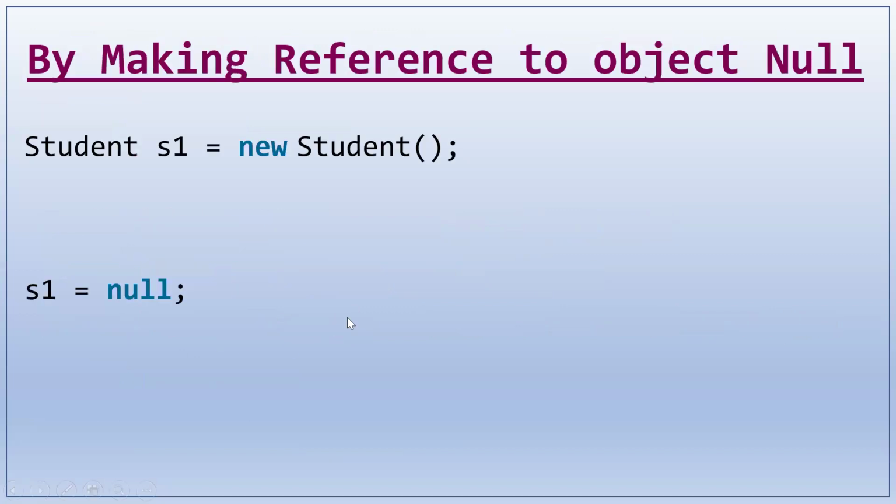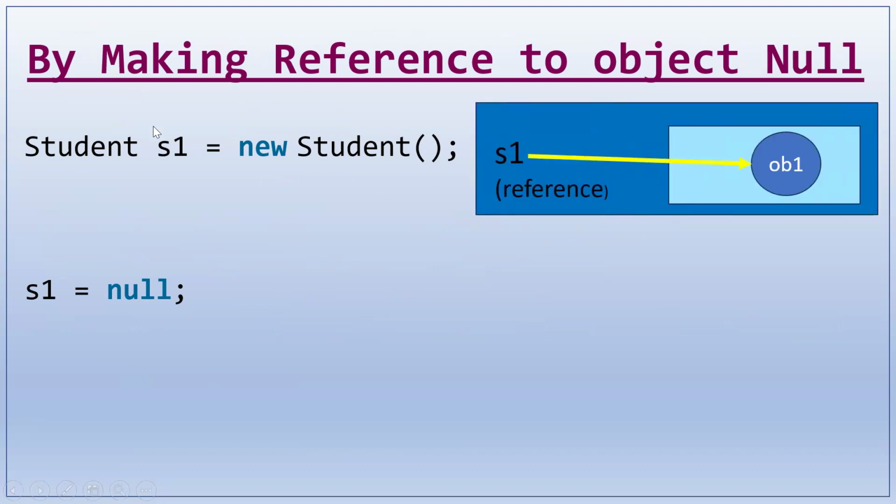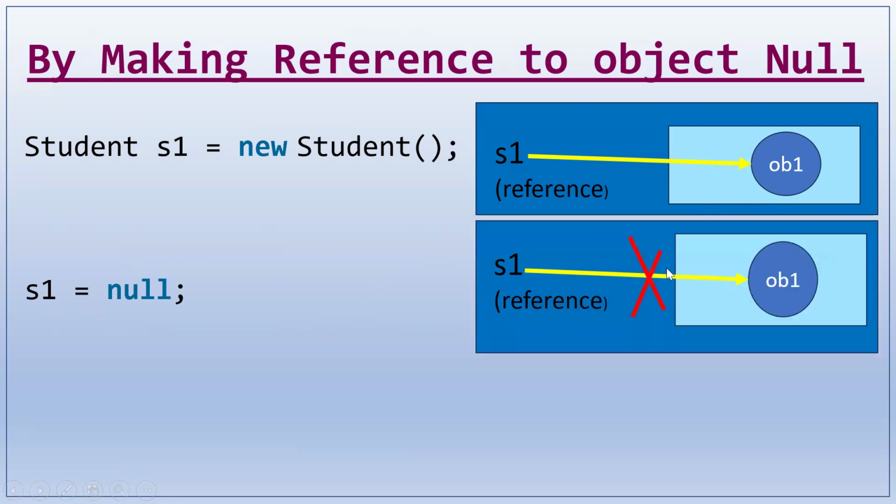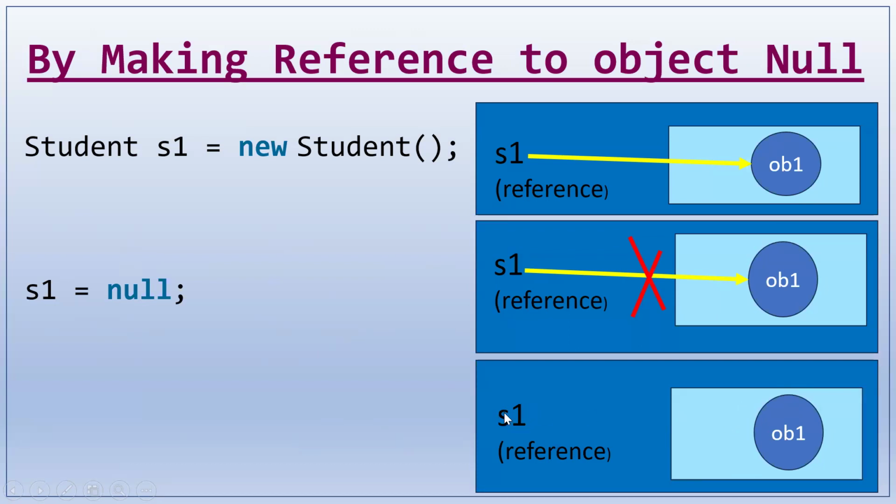Let me explain by example. First one, by making a reference to an object null. Here I have created an object, new Student, and this object is pointed by a reference called S1. So currently S1 is pointing to this object. If we want this object to be eligible for garbage collection, so that the garbage collection process can pick it up for destroying, then after completing our work I can write the code S1 equal to null. S1 equal to null means the connection of this object from the reference will be cut. We have a reference S1 in the program and an object in memory, but there is no connection. So this object OB1 will be eligible for garbage collection.